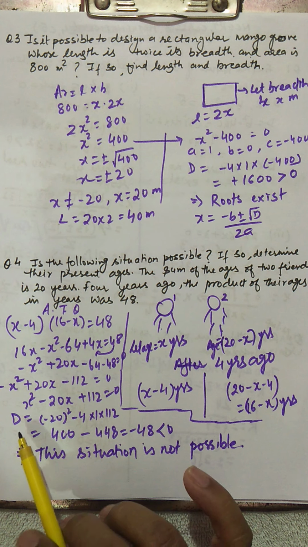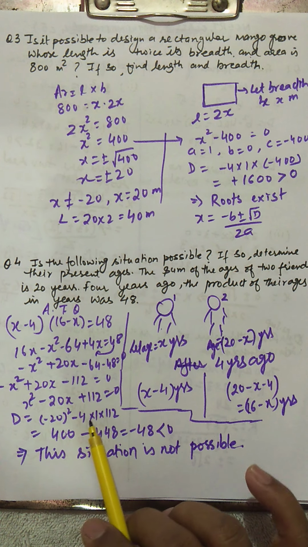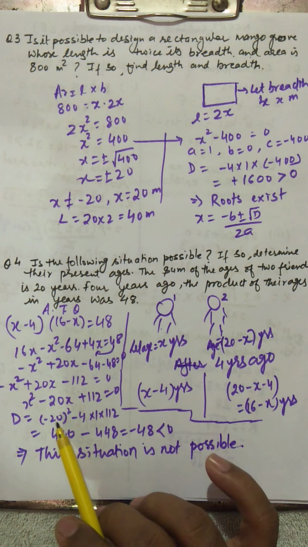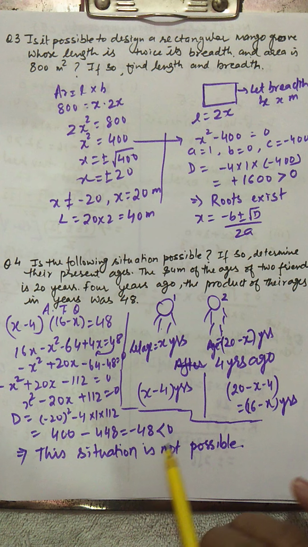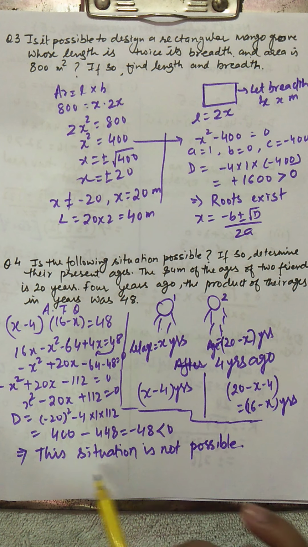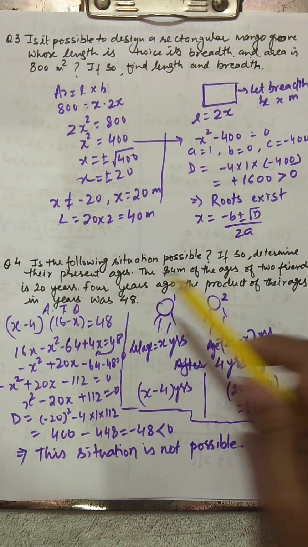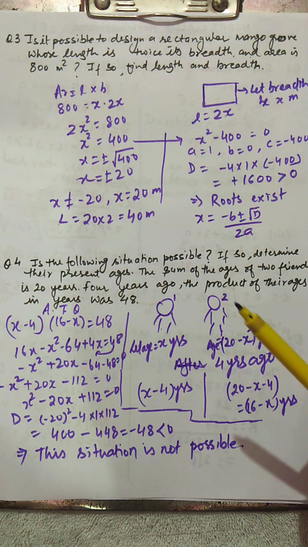So D is now b square minus 4ac, so this is 400, and this is going to be minus 448. So the answer is going to be negative D. So if D is negative, you can say no real root exists, or according to this question, they are asking whether the situation is possible or not. So we'll write the situation is not possible.